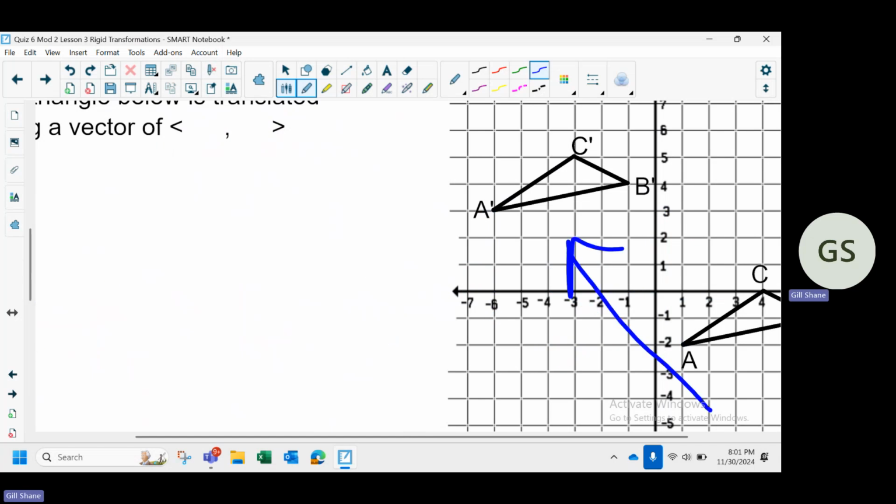Again, I went this way because of where the prime marks are. I always end on the one with the prime marks, those little marks. And then I just have to count how far I go. Going to the left is negative, to the right is positive, down is negative, up is positive.